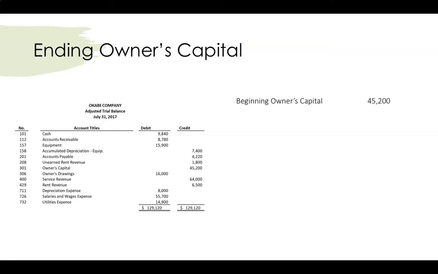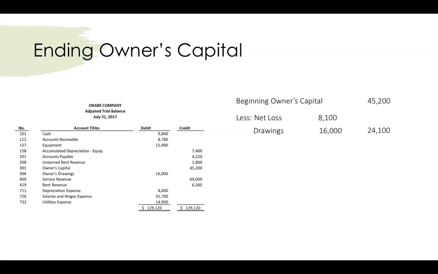But let's work through an owner's equity statement, right? So we start off with our beginning owner's capital of $45,200. If we had a net income or any investments, those would be added. But in this case, we had a net loss. So that net loss gets subtracted along with those drawings that we find over on the adjusted trial balance.